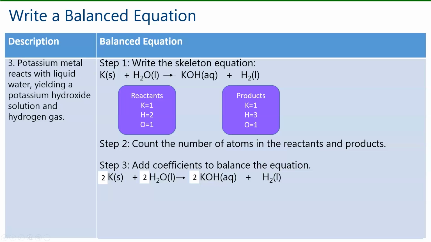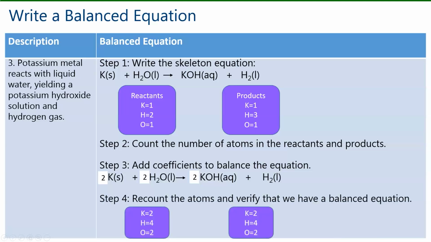So now we'll check to see if this one is balanced with the coefficients that I've added. I'm going to recount the atoms and verify that I have a balanced equation. On my reactant side, I have 2 potassium, and there's 2 potassium on the product side. I have 4 hydrogen on the reactant side and 4 on the product, 2 oxygen on the reactant side, and 2 on the product side. So now I have a balanced chemical equation.